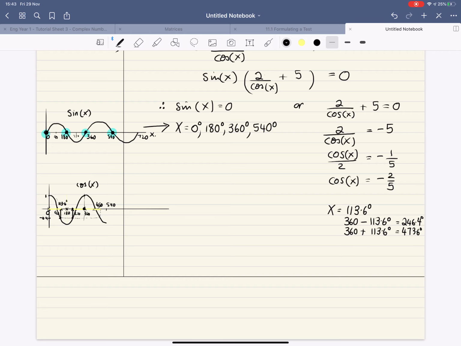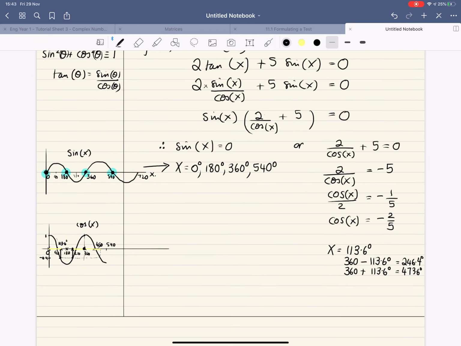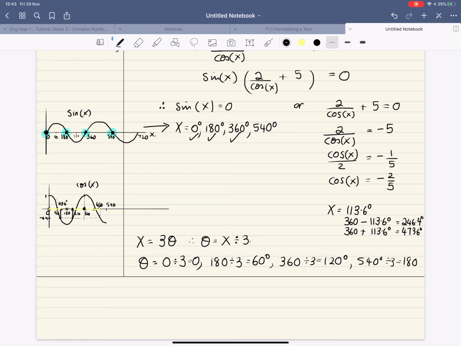Does that make sense? But really we want thetas. So x is 3 theta. If x is 3 theta, the thetas are the x's divided by 3. So the thetas are 0 divided by 3, which is 0. 180 divided by 3, which is 60. So that's that one and that one. 360 divided by 3, which is 120 degrees. 540 degrees divided by 3, which is 180 degrees.